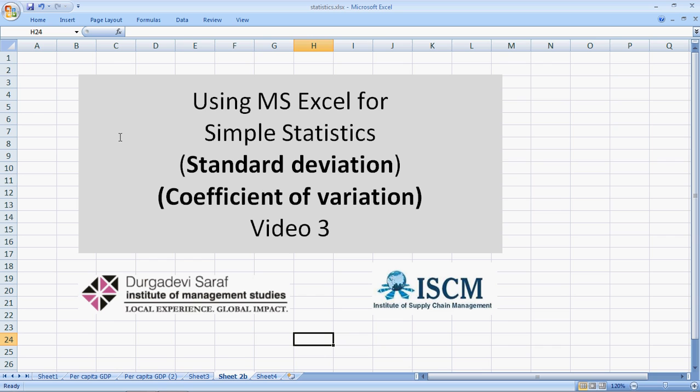I am Piyush. We will try to understand the word standard deviation a bit better, and we'll also introduce a new term, the coefficient of variation. Let's jump into the data.